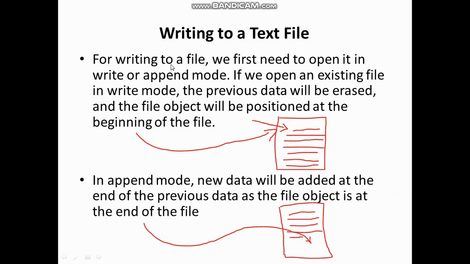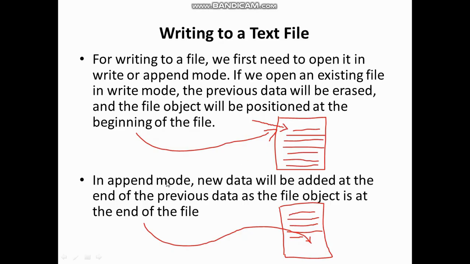Then how to write a text file? For writing a file, we first need to open it in write or append mode. What happens if it is opened in write mode? If you use write mode, the previous data will be erased and the file object will be positioned at the beginning of the file. Whatever data was present previously will be erased and the file object will be placed at the beginning of the file.